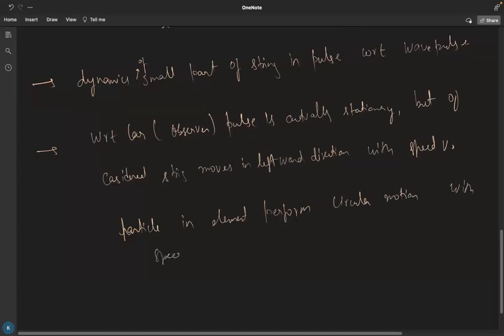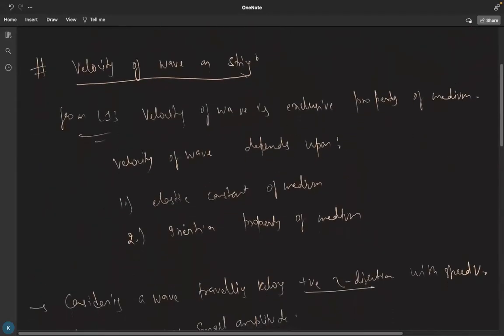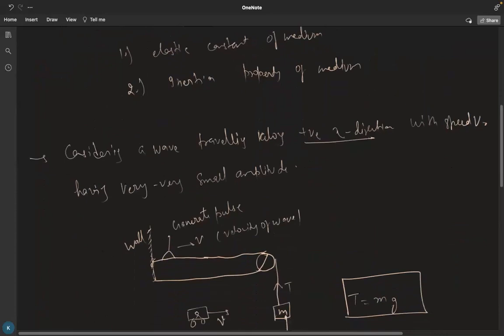I hope it will be clear to all of you. If not clear, I'm going to tell you again, so let me quickly tell you again. If things are not clear, look. Our main goal here is to find the velocity of the wave in this string, right? And we already know that the velocity of a wave is an exclusive property of the medium, because it depends on the medium. The velocity of a wave depends on two things: one is the elastic constant of the medium and the second is the inertia property of the medium.